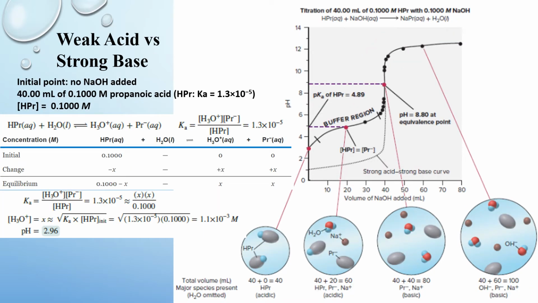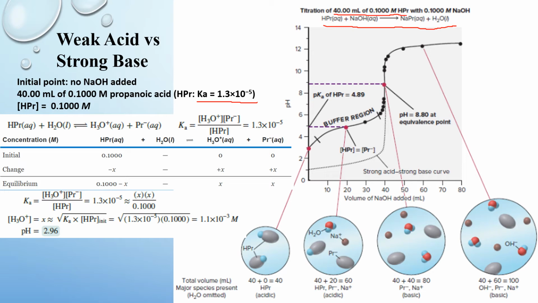Next, let's look at the titration curve between the weak acid and the strong base. In this example, we have 40 ml of 0.1 molar propanoic acid, which is a weak acid, and we are titrating it with the same concentration of sodium hydroxide. For the overall neutralization reaction, we have 1 mole of the acid reacting with 1 mole of base, giving you the salt and the water. This propanoic acid has a Ka of 1.3 times 10 to the negative 5, which is a very small constant.